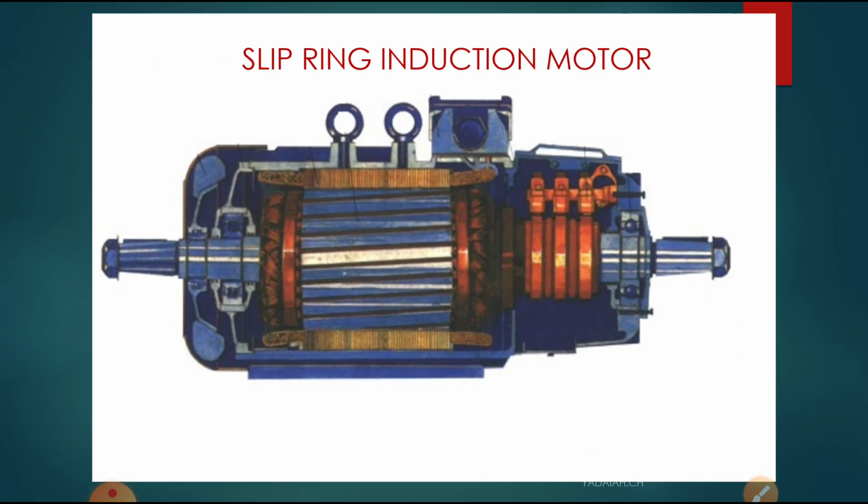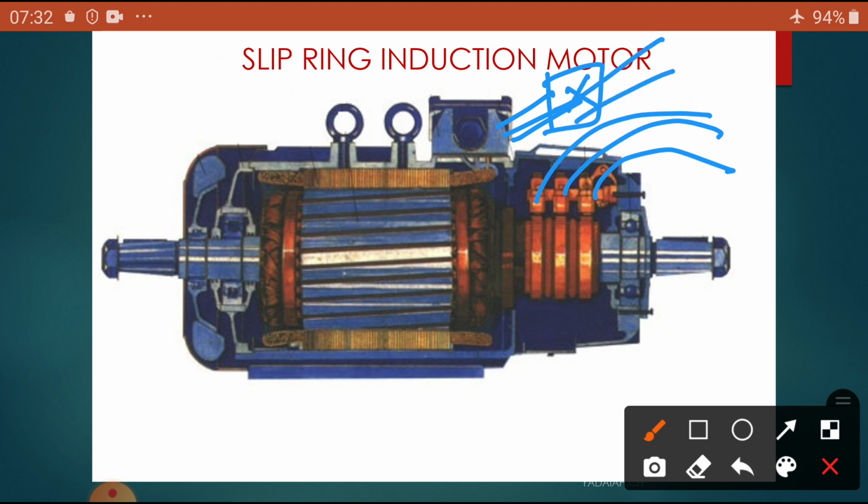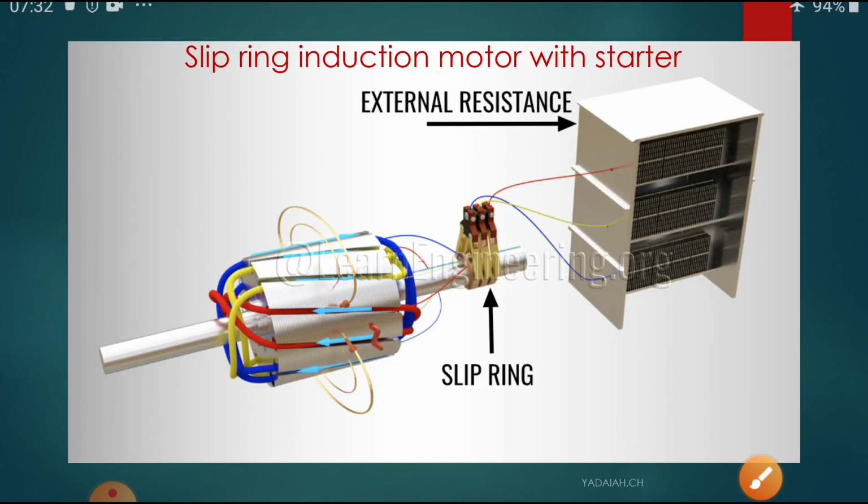This is the slip ring induction motor, the total arrangement. This is the stator side connection and this is the rotor side connection. Everything is similar. Now here I am not connecting any starter. Simply I will give the supply here, with simple protection. Then I can connect the external resistance here. How are we going to connect it? You can see this other figure, you can get a good idea.